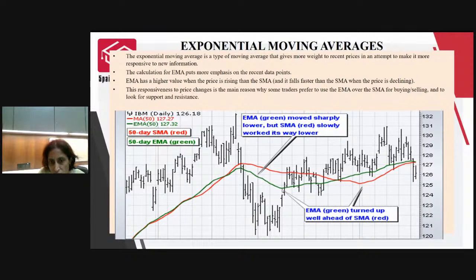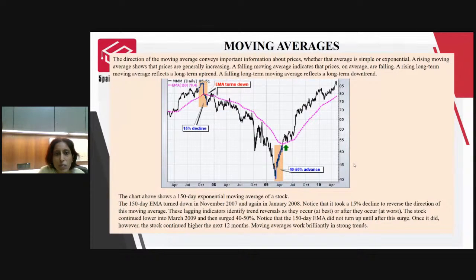So the moment it is turning up, see, it was moving below, but from this point it turned up. It is an indication that from here on the market is likely to go upwards. And the moment the exponential moving average is well ahead of the simple moving average, it is a sure shot indication that from here on the market is going to move upwards.